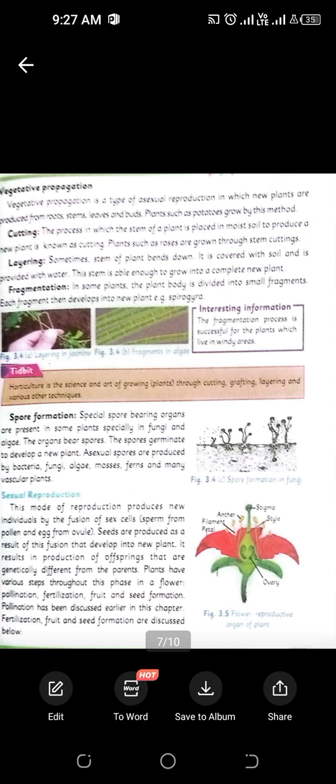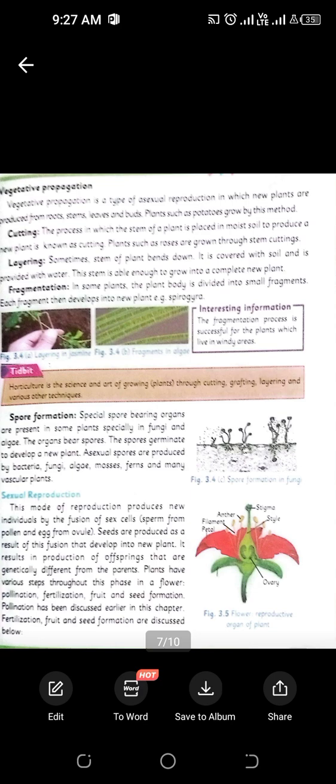Cutting is a process in which the stem of a plant is cut and then planted in moist soil to produce new plants. For example, the rose plant is an example of cutting. Okay. Layering: sometimes you might have observed that the stems of plants are so heavy that they bend down. So what happens is that the bent part of the plant is covered with soil, and then they provide water, and the new plant grows there.